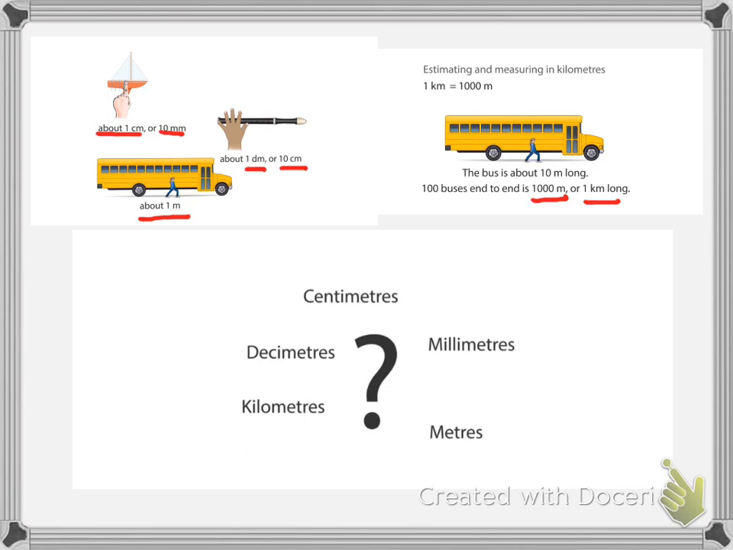Some of these measurements are used for smaller things and some are used for larger. For instance, if we were using centimeters, we might measure the length of an eraser. If we were doing millimeters, maybe the thickness of a coin. If we were doing decimeters, maybe you could measure the length of your desk at school. Meters maybe would be the length of a room, like our classroom. And kilometers are usually measuring distances. For instance, the distance from your house to the mall.